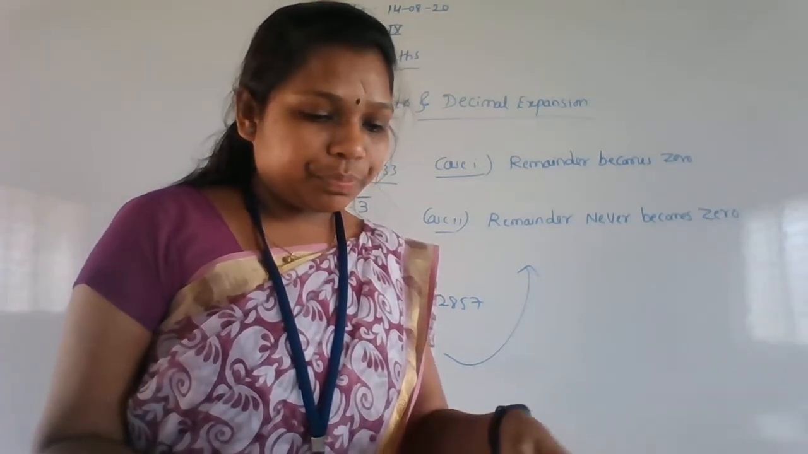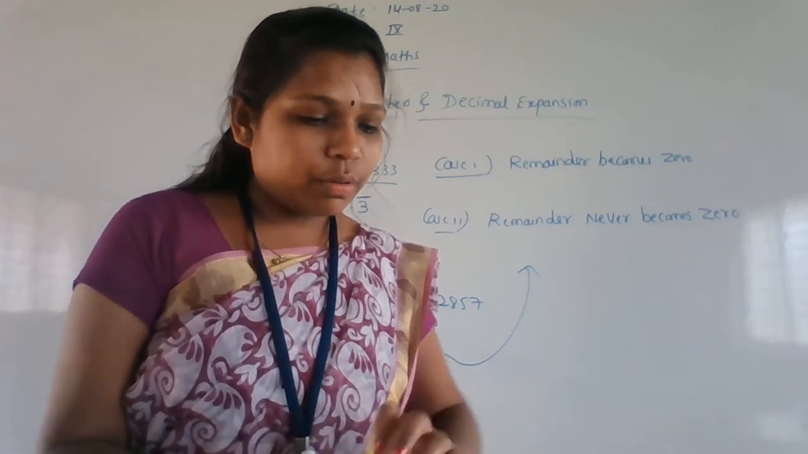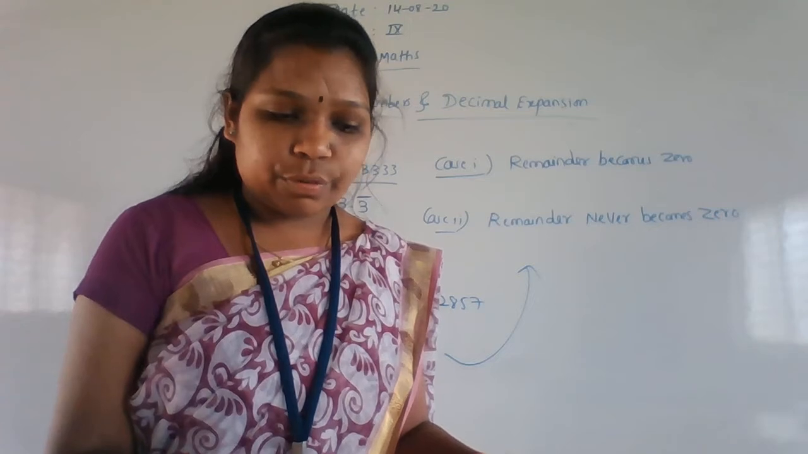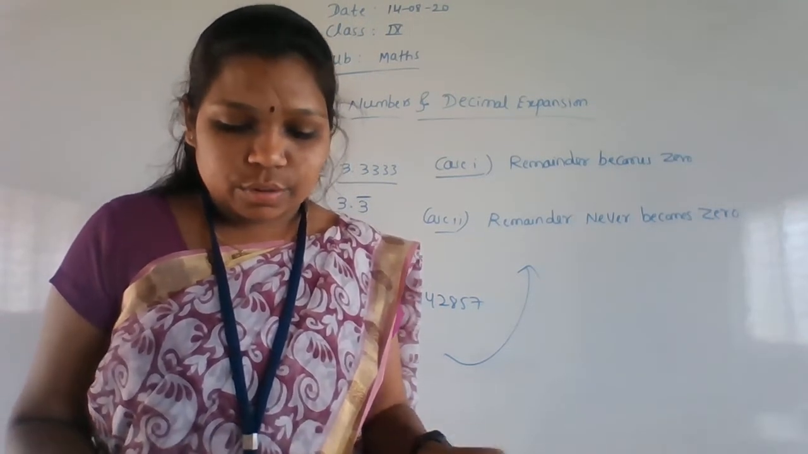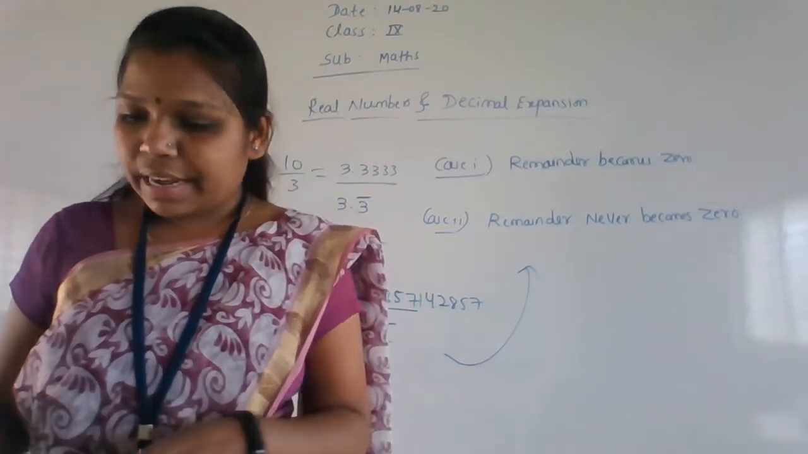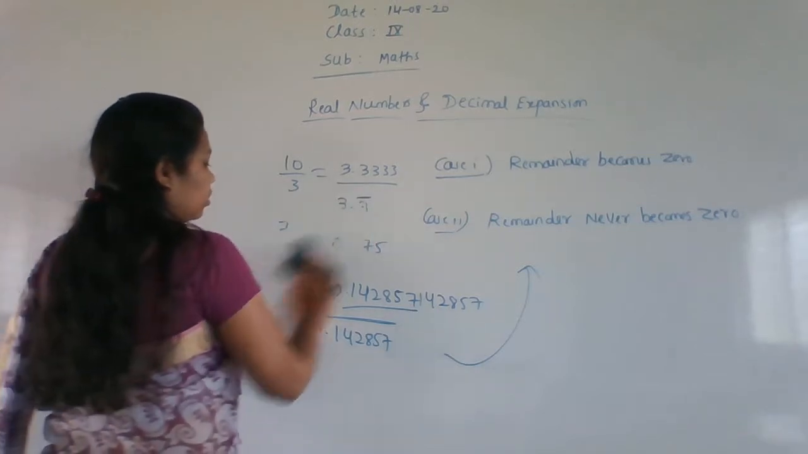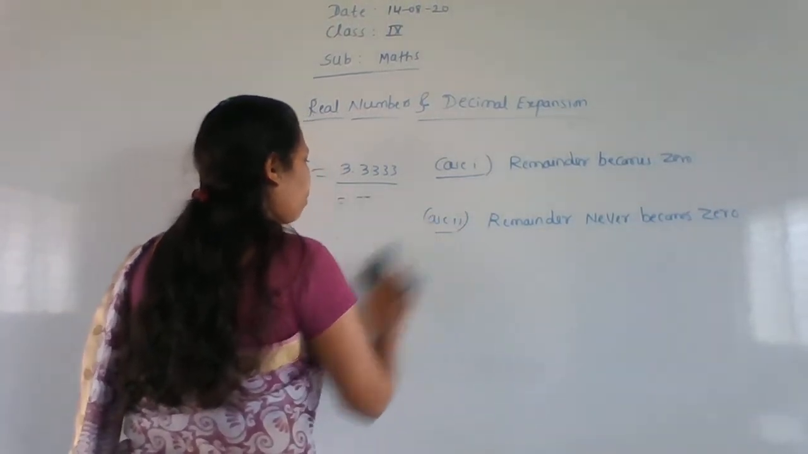Next thing is, what is the value of root 2 here? The value of root 2 is always 1.414. Even the pi value is 3.141 like that. Okay. So I'll show some examples now, how to convert the decimal expansion of a number into the form of P by Q.